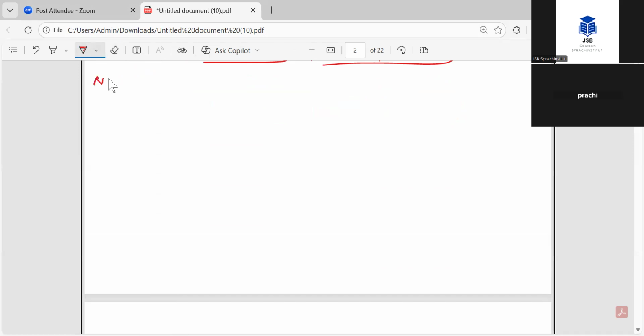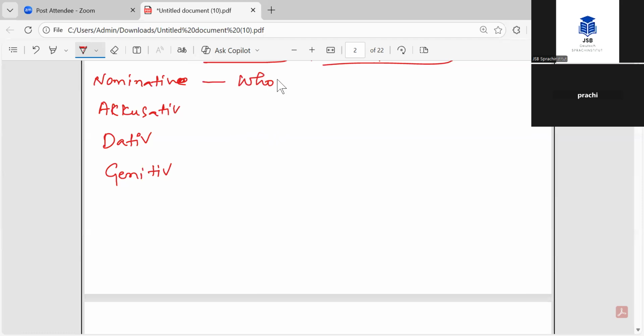Yeah. So nominative, accusative, dative, genitive. For the question you use here: nominative, who is doing the action. Accusative, whom? Whom, or was.